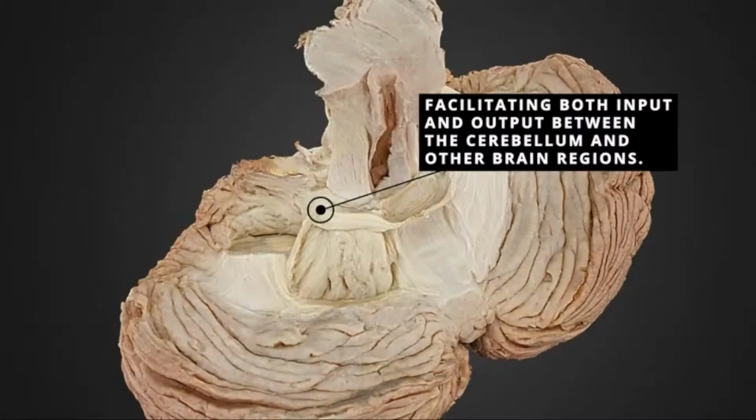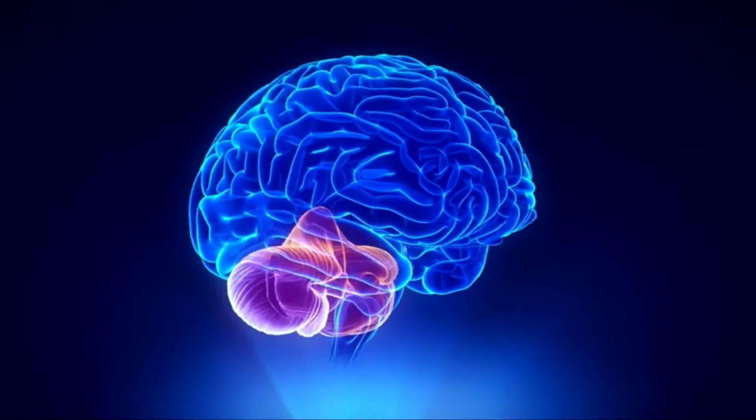brain regions. Despite the cerebellum's smaller size compared to the cerebrum, the cerebellum contains more neurons and plays a crucial role in a variety of tasks, ensuring they are executed with precision and grace.